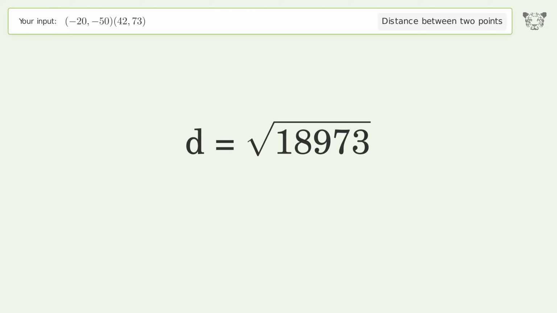And so the distance between the 2 points is the square root of 18,973, or 137.743.